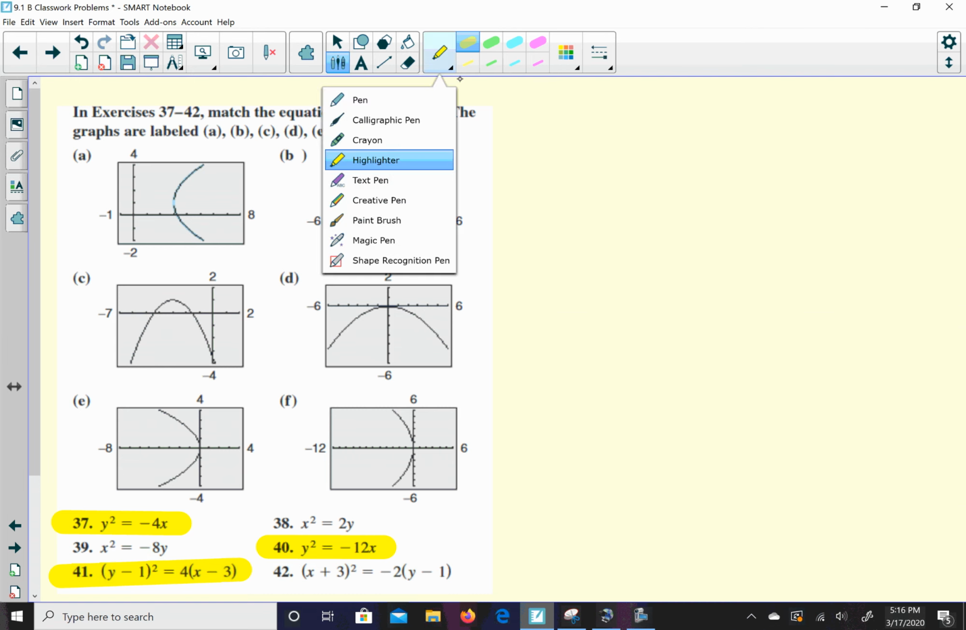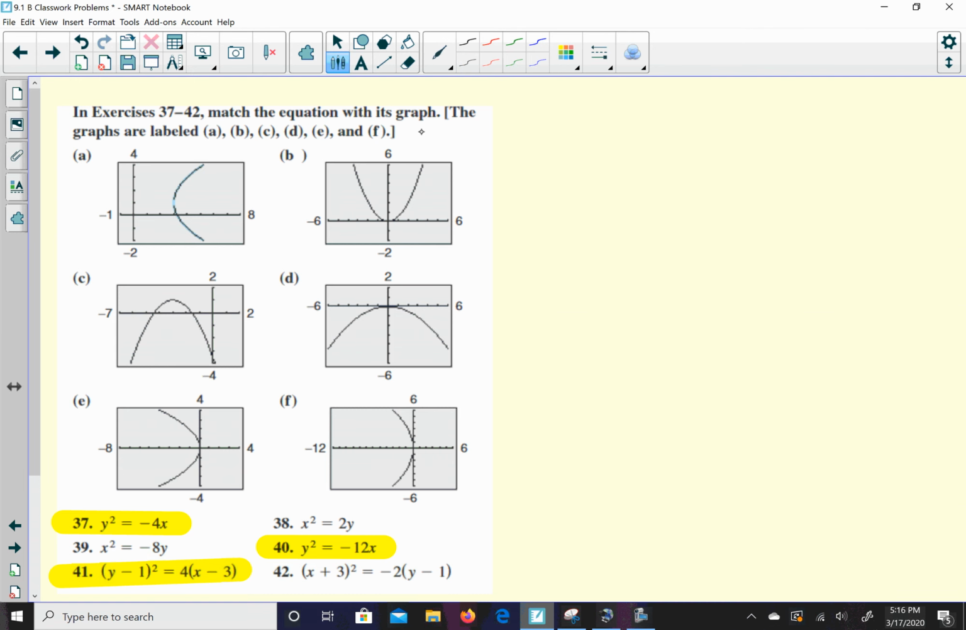So when I look at these, I'm first going to see 37 is negative, so I know that this one opens to the left, and it has the vertex at the origin, 0, 0. 40 is also to the left, and it has a vertex at the origin, which is 0, 0. So when I'm looking up here, these two are the two that open to the left or the right. They both open to the left. So I now have to decide which one of these is 37 and which one of these is 40.